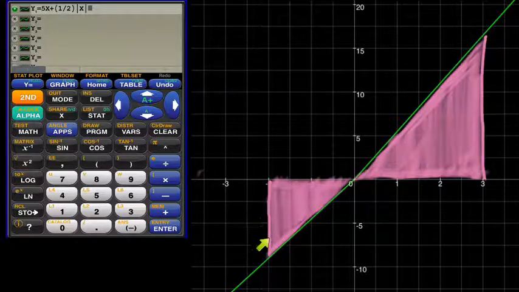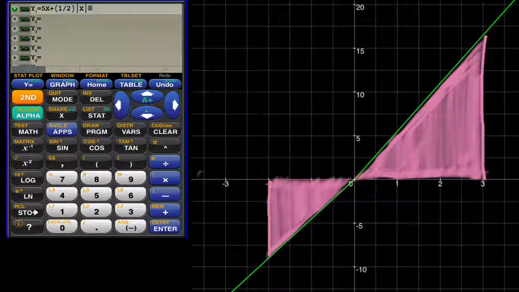You're looking for the area under or between the curve, which is this green line, and the x-axis. If you're below the x-axis, it's a negative area. If you're above the x-axis, it's a positive area. And I hope you guys can see this in this picture. This line kind of has a little kink in it right here. It's not a straight line. That's what you get when you graph this.